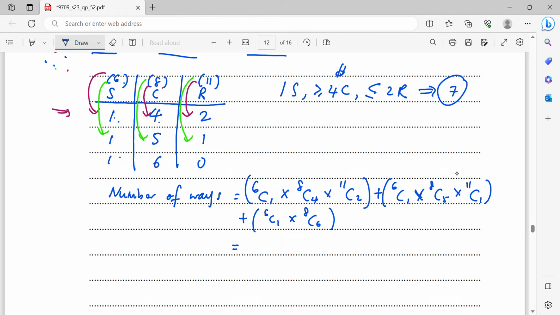So the first bracket you will get 23100. Second bracket is 3696. Third bracket is 168. So at last you will get 26964. So this is the solution for A.